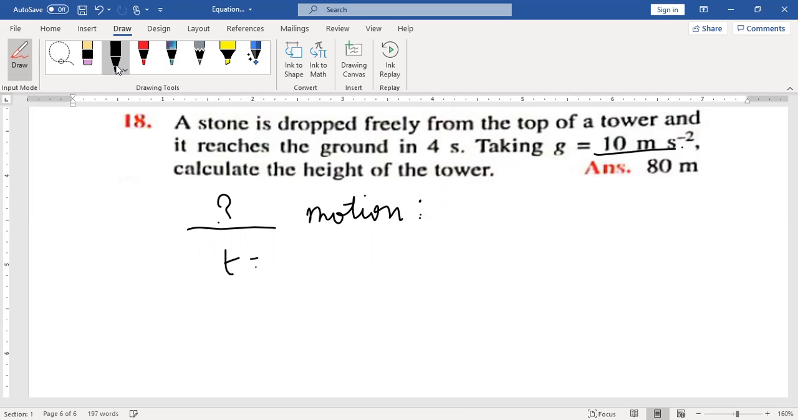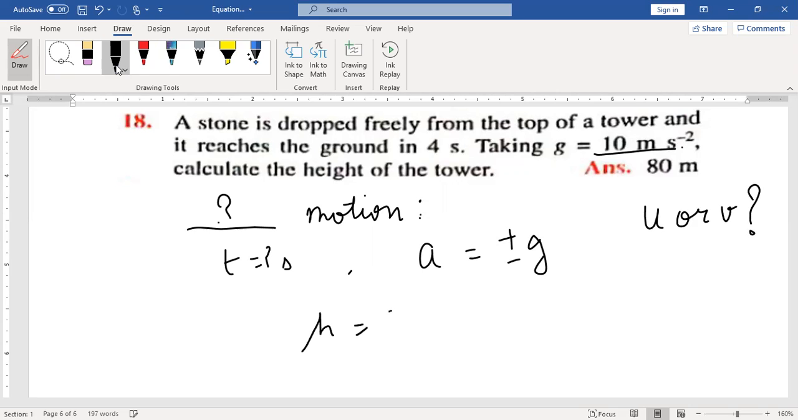How much is the time given? How much seconds? What is acceleration? Positive or negative g? What kind of acceleration it is? Write down. Which velocity is 0? U or V? Find it. And then you have to find height of the tower. So see which equation can be used here.